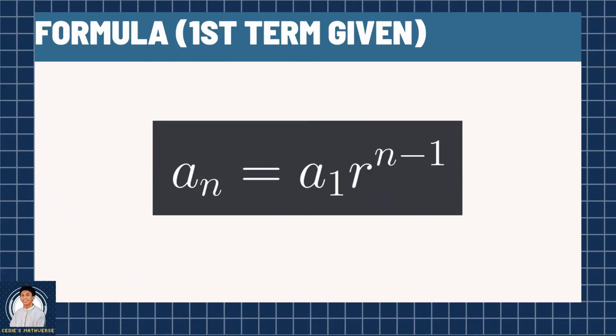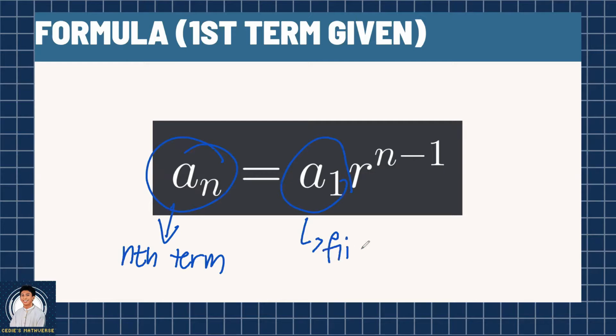So what is the formula of a geometric sequence? Given its first term, we have a sub n, the nth term of the sequence, is equal to a sub 1, which is the first term, multiplied by r raised to quantity n minus 1. Our r here is the common ratio. So, we have here nth term, a sub 1 is first term, and r is our common ratio.